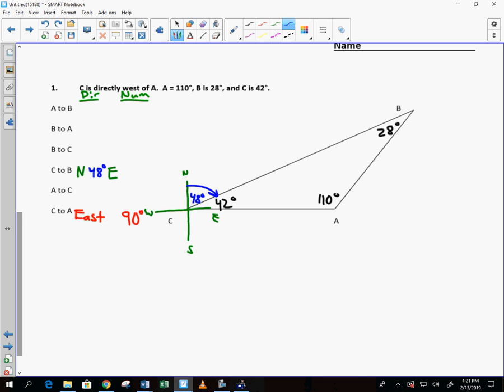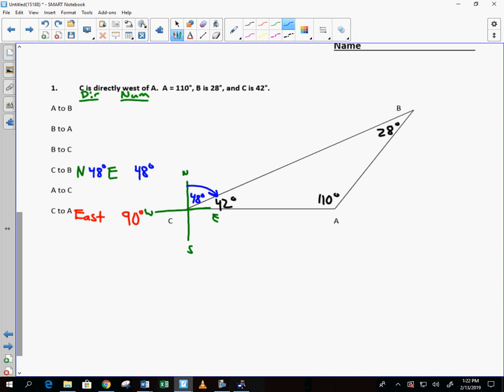Now, for the numerical bearing, we are at north, which is 0 degrees, and we turn 48 degrees. So my final result must be between 0 and 90. If I'm at 0 and I turn 48, I would be at 48. So the numerical bearing is 48 degrees.